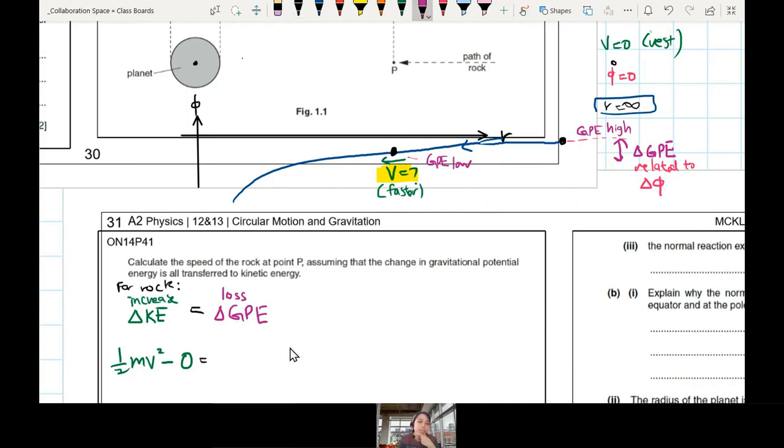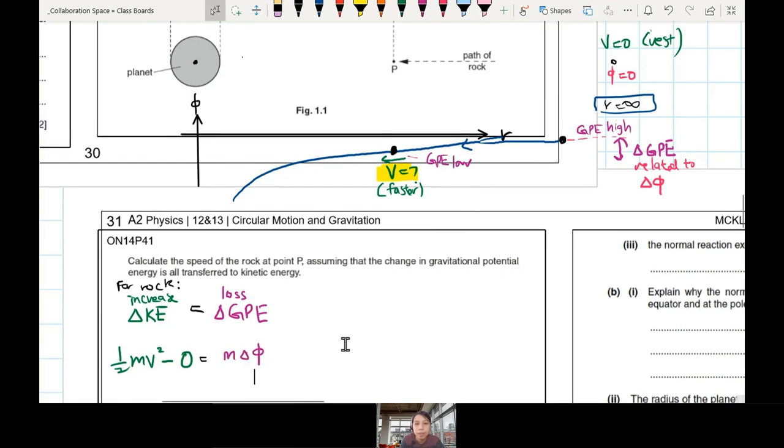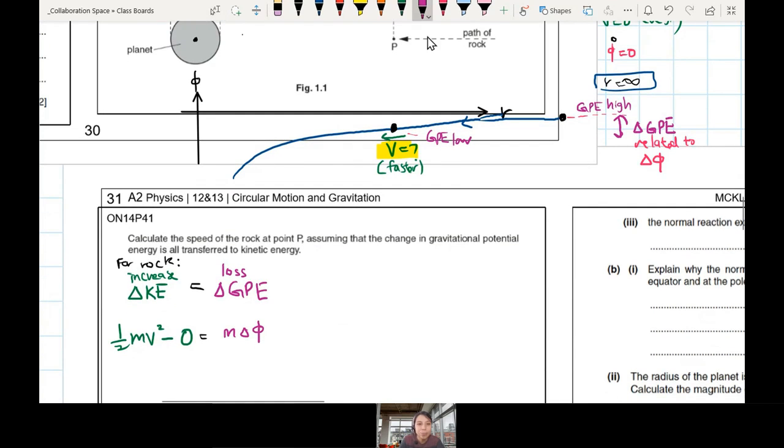Then we do GPE. How to find GPE? M5, can we use M5? I think we can. Let's try it out. Okay, so for GPE, we're going to use M times delta phi. Phi is potential, right? Oh yeah, we find the equation. So half mv squared.